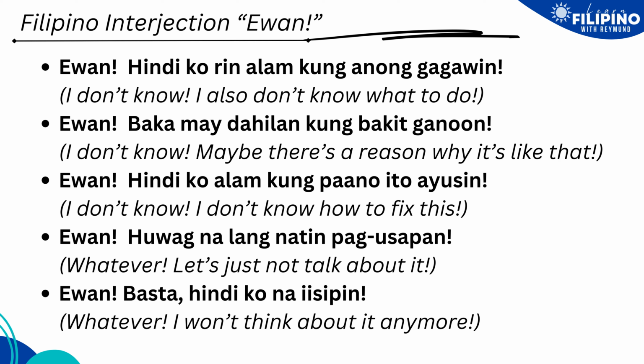Ewan, hindi ko alam kung paano ito ayusin. I don't know how to fix this. Paano is how, ayusin is like to fix. Ewan, wag na lang natin pag-usapan. Whatever, let's just not talk about it. So, huwag is don't, and then pag-usapan is like talk about it or conversation regarding that.